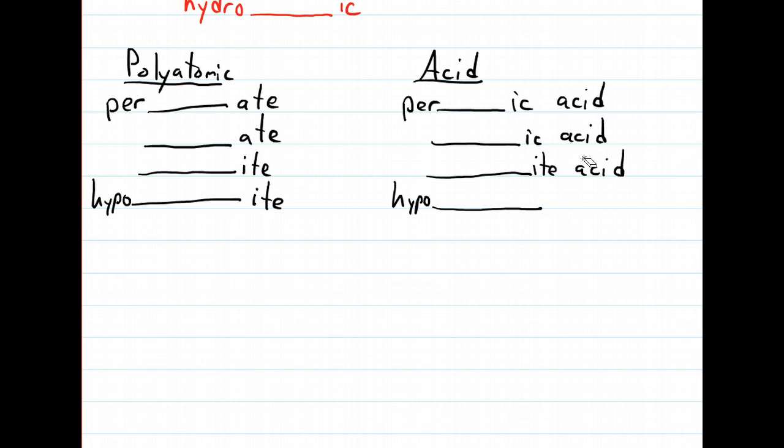Oh, I'm sorry, that's wrong. The ite, we don't carry over the ite. We change it to ous. Sorry about that. So our blank-ite becomes blank-ous, and then hypo-ite becomes hypo-ous.